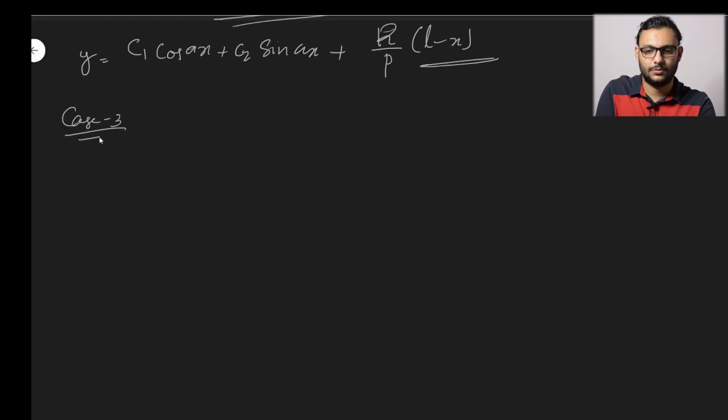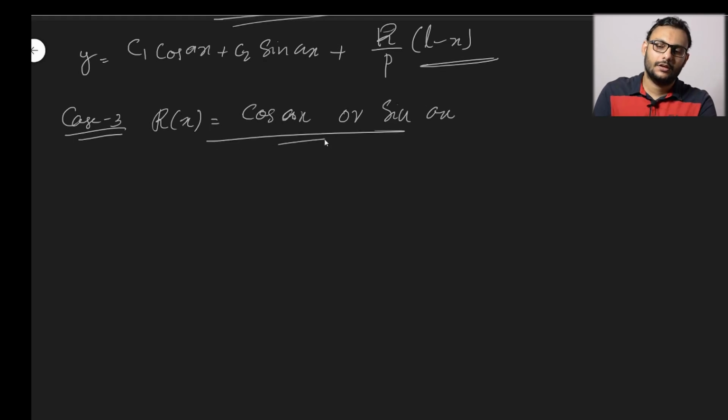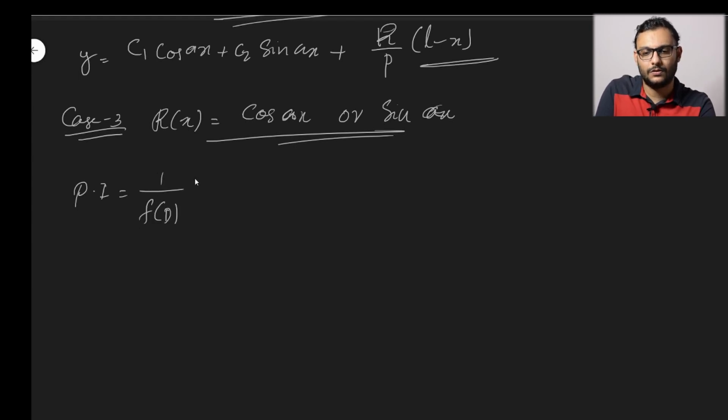R of x is equal to cos ax or sin ax, that is trigonometric functions. In this case also, we have to find the particular integral. Here the particular integral is given by 1 by f of d into sin ax or cos ax, which is equal to, here there is a difference.